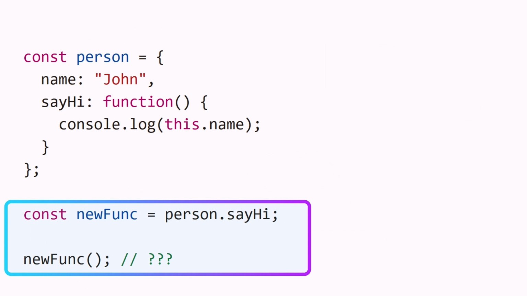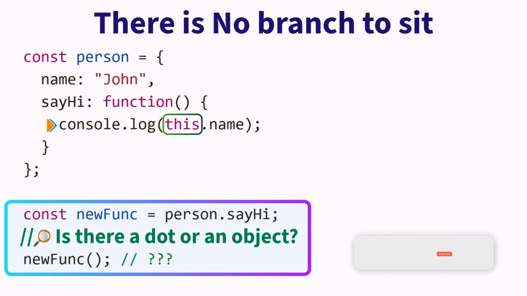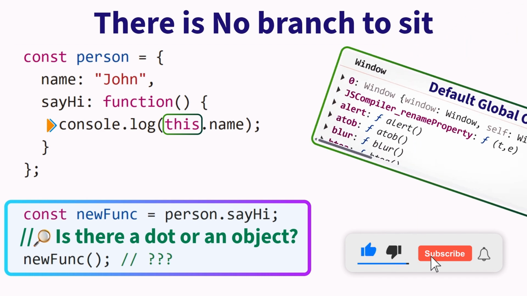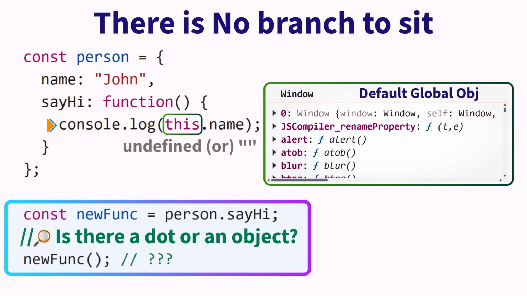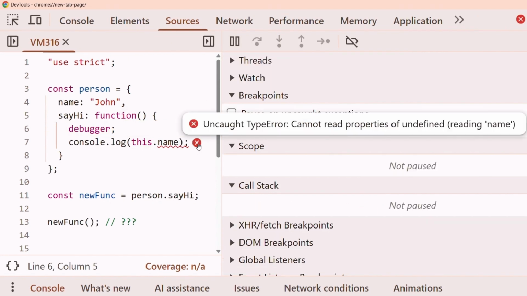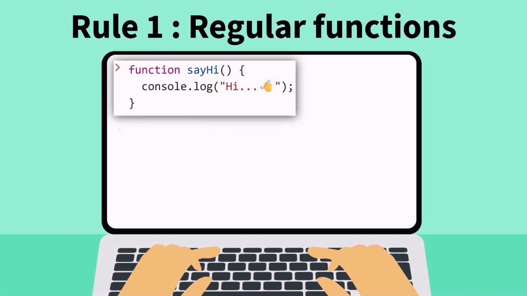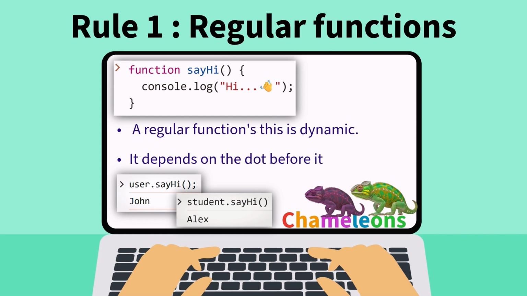This is a trap. We assign the function to a new variable. Now look at how we are calling it. Is there a dot? Is there an object? No, it is just being called. Our chameleon is sitting on no branch. So what does it do? It defaults to the biggest branch there is, the global window object in the browser. Since we don't have any name property on the window object, we get undefined. If we were in strict mode, this would be undefined, and accessing the name value on undefined would crash immediately. So, rule 1: in a regular function, this is dynamic. It depends on the dot before it, just like chameleons.